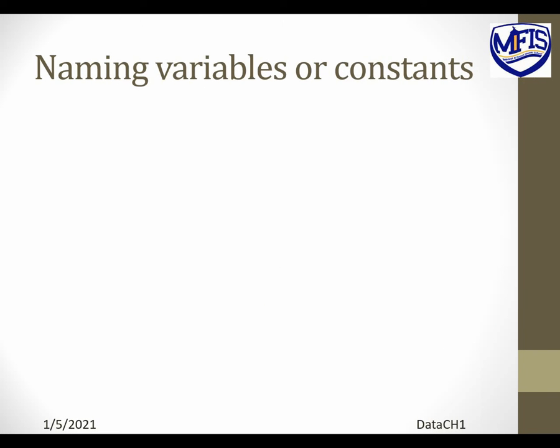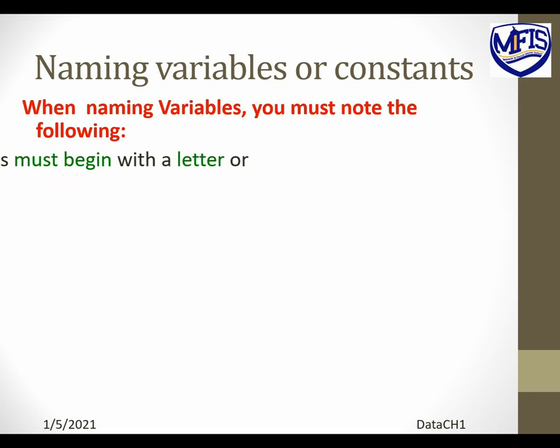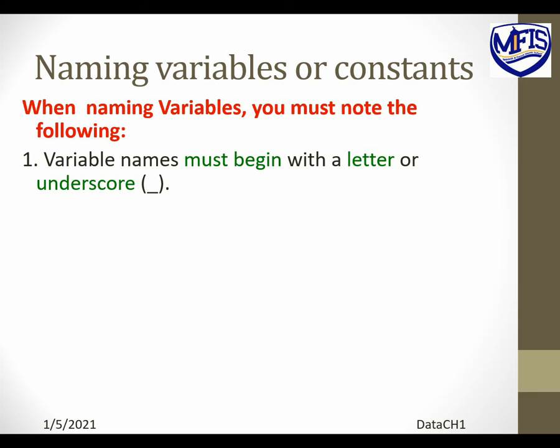Okay, we said that we have a rule to declare the constant, which is Const followed by the constant name. Here is a question: should we follow some rules in writing the constant name? Of course, there are rules to write the constant name. To name the variable or the constant, we have to follow some rules. The first rule is that the constant name or variable name must begin with a letter or underscore. This is the first rule.